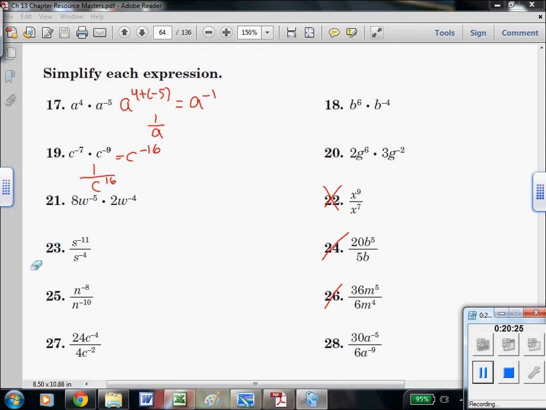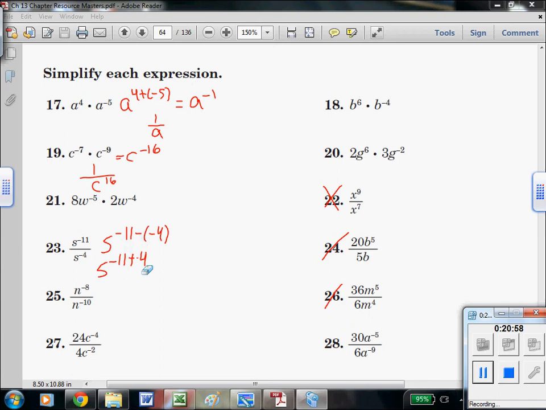Okay, so let's go to some of the ones down towards the bottom. Let's do some division questions. So now, questions like number 23. S to the negative 11 power divided by s to the negative 4 power. Remember, when you divide, you subtract. So you have negative 11 minus negative 4. You're going to have to use your negative skills. Remember, when you minus a negative, you end up adding. So really, let's rewrite that: s to the negative 11 plus 4. That's what it's really saying.